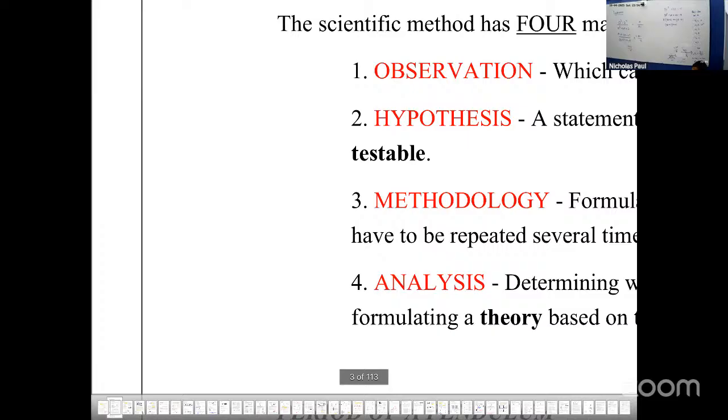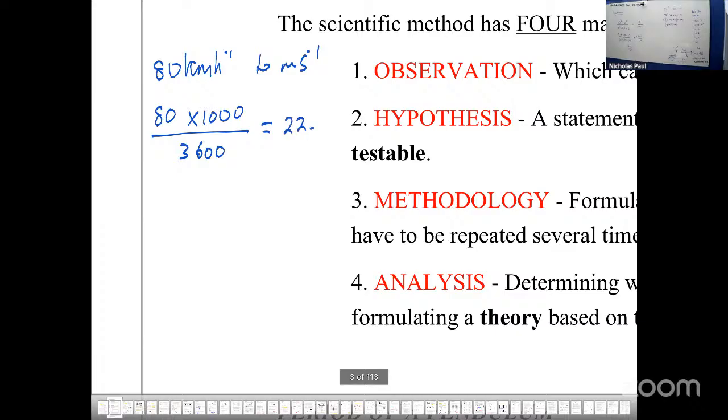Right, let's go. First one is what? 80 kilometers per hour to meters per second. As we saw in the last one, all we have to do is take 80, multiply it by 1,000, and then divide it by 3,600. Okay? How much is that? 22.2 meters per second. Everybody okay with that?